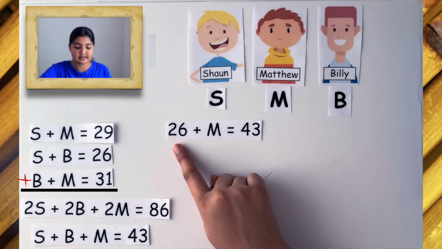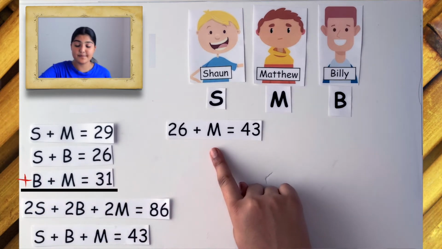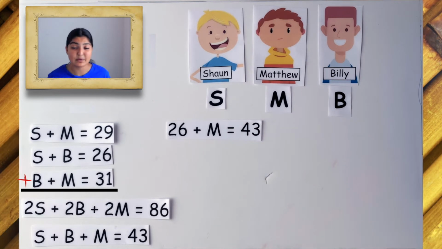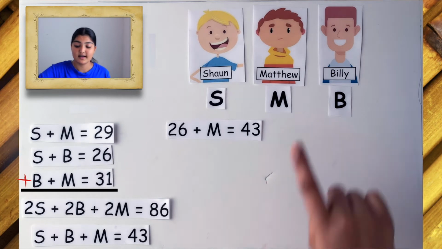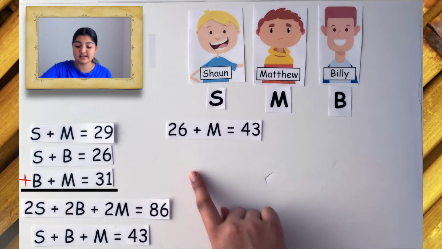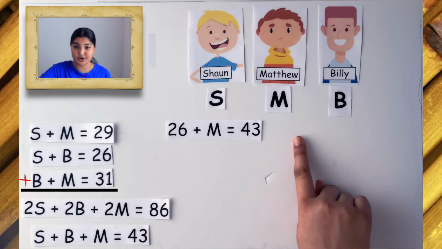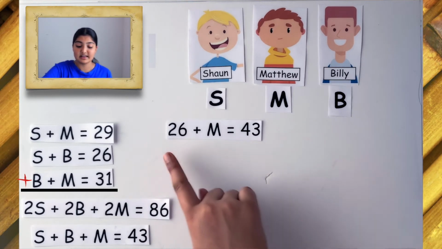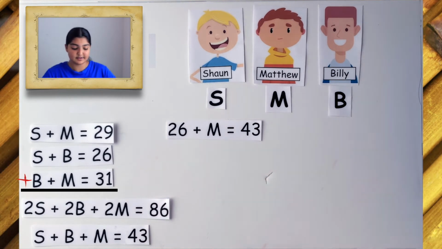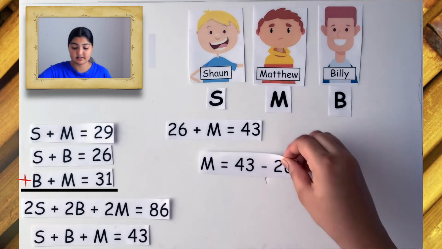26 plus m is equal to 43. And now, we can solve this to find the value of m, which is Matthew's age. So let's do that. Let's take 26 to the right side of the equation. Here, it is positive. So on this side, it will subtract.